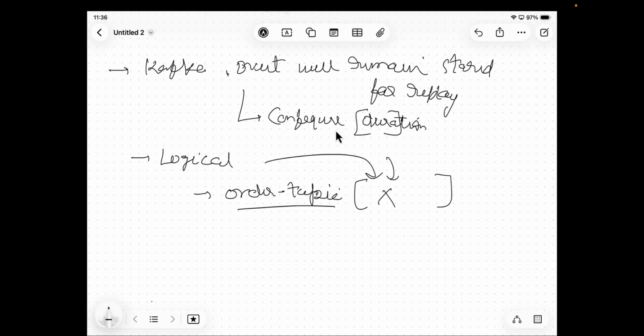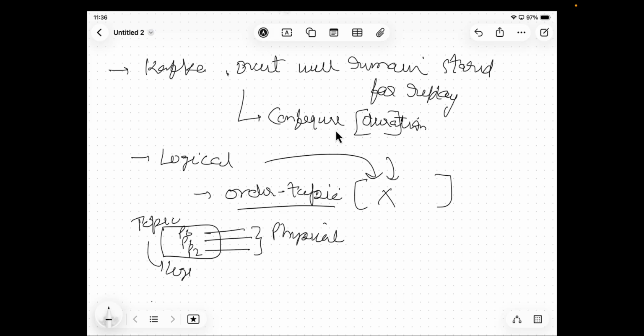Instead, a topic is divided into multiple partitions. So a topic is logical, but a partition is physical. Now each topic has some partitions like P0, P1, P2. So these partitions are physical entities, but the topic is a logical segregation of the messages, right?